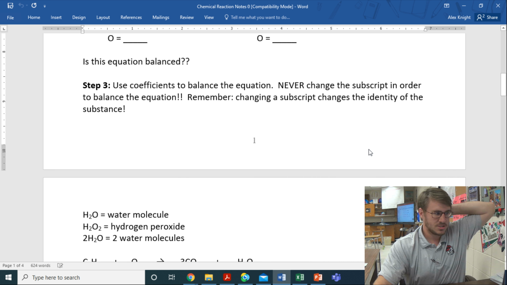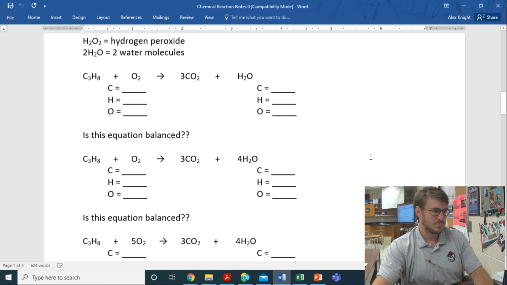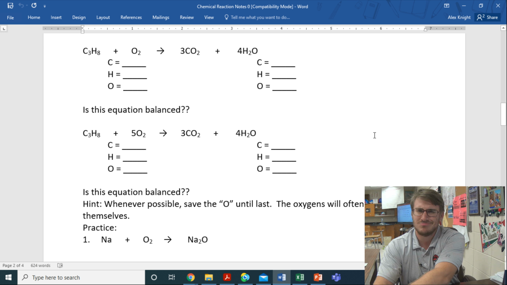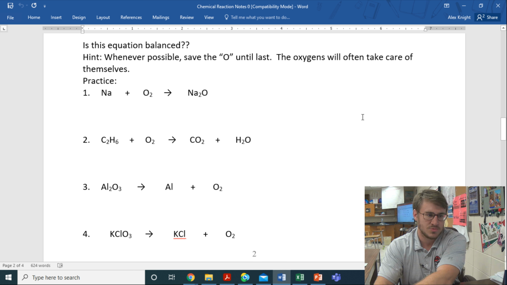Is it balanced? Use coefficients. Never change a subscript. Check its balance as you go along. Recount as you go. And then it goes through 4 practice problems for you to try on your own. Do those. Those are the first 4.